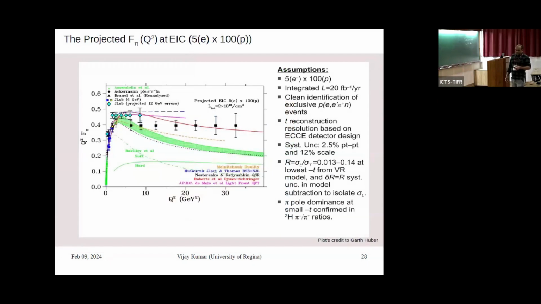So next, these are the projected results. We hope from EIC we will be able to get all these data points for the pion form factor. Here we can see this whole range around 30, 35 something. We expect that from JLab we will be able to do this measurement.